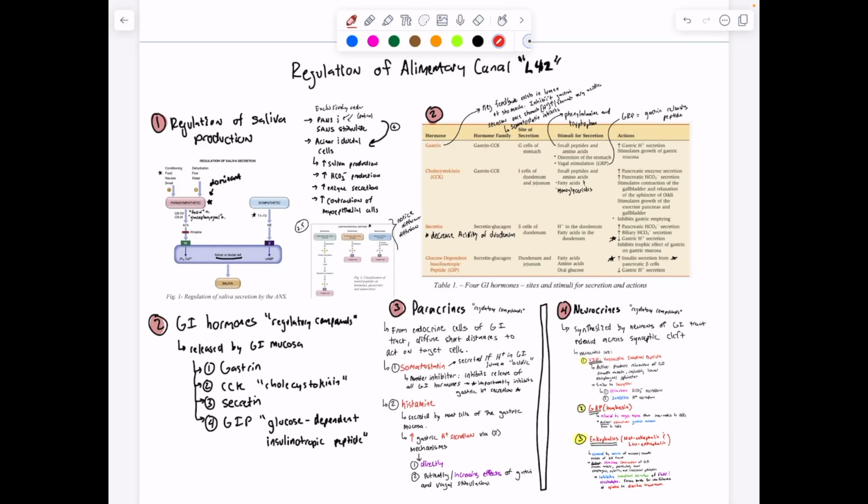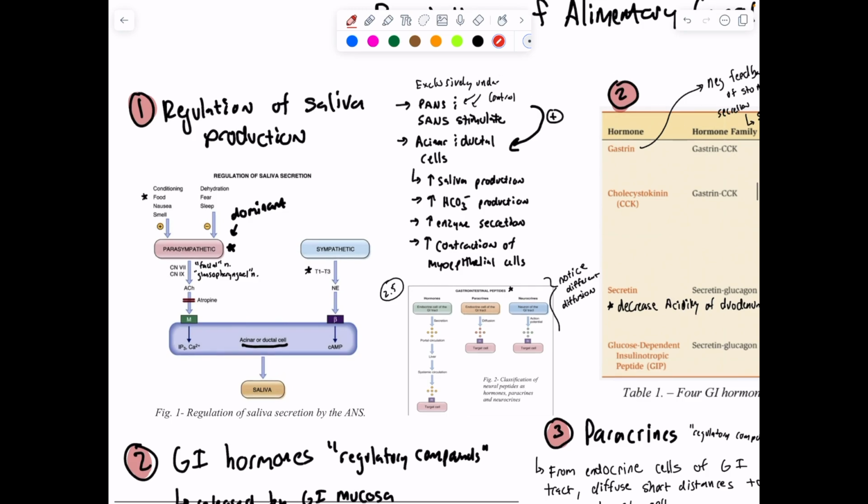All right, so starting off at the top, in the mouth region, we have the regulation of saliva production. And so you think to yourself, rest and digest, it must be just the parasympathetic nervous system. Actually, saliva production is under the control of both the parasympathetic and sympathetic nervous systems, and they both will stimulate the production of saliva from acinar or ductal cells within the mouth.